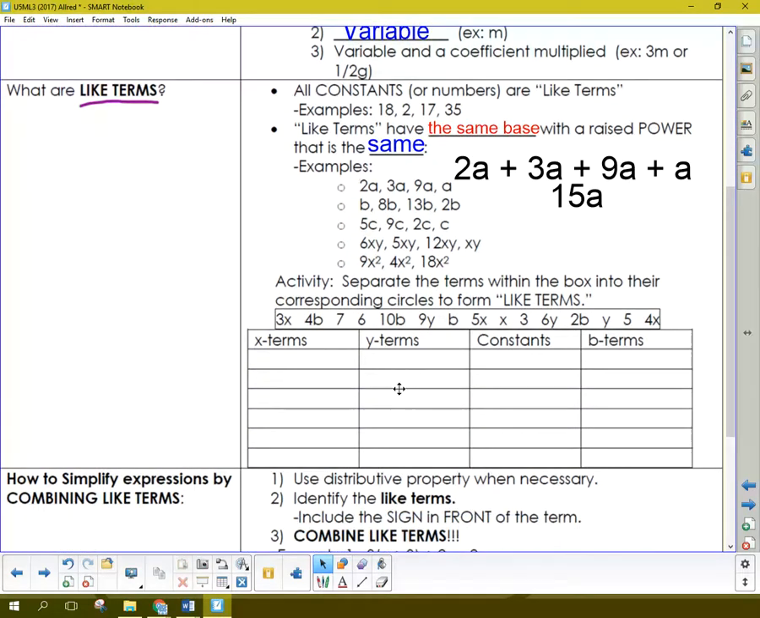What I'm going to ask you to do now is try to fill out that chart by separating all the like terms in each column.